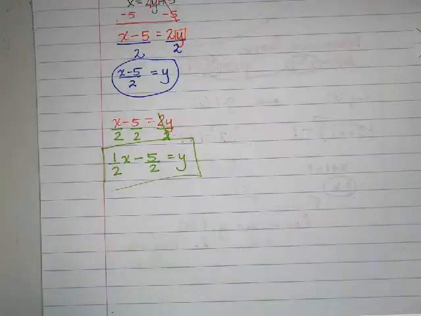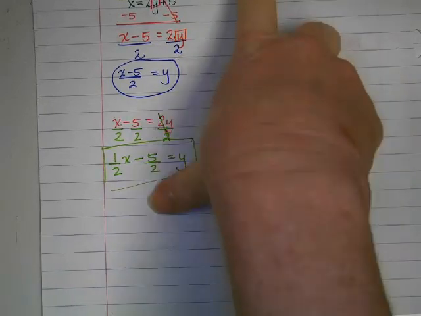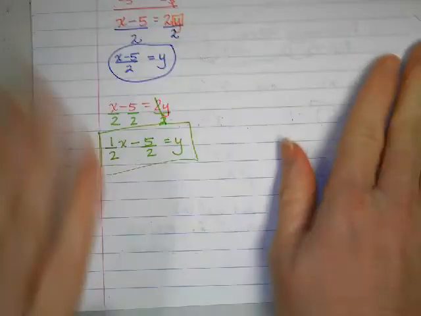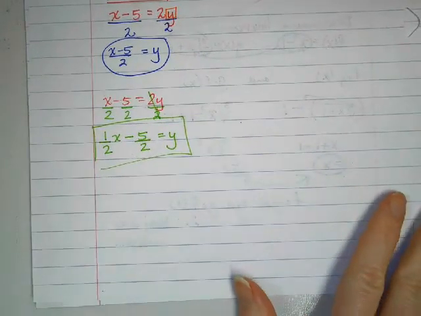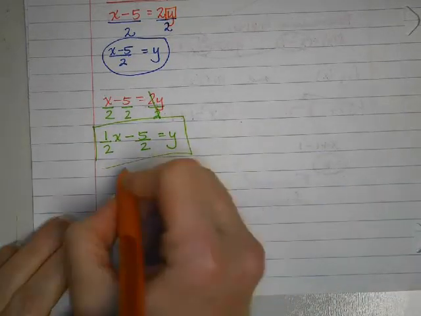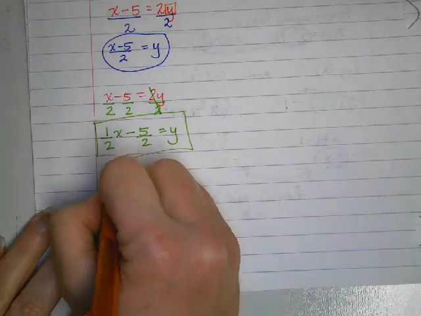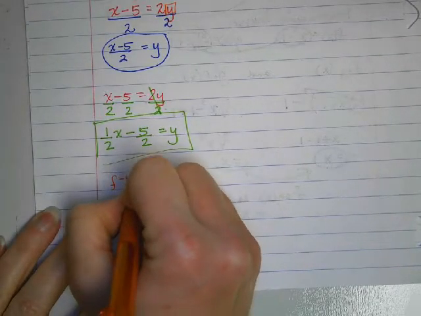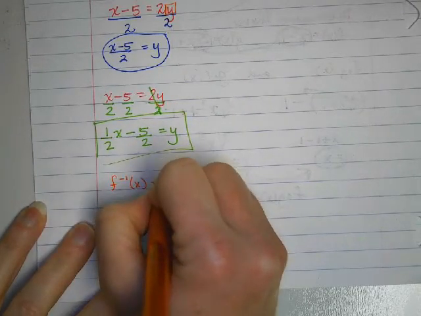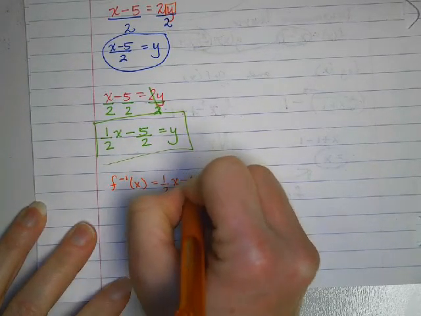And then the last thing is we're going to replace, if it is a one-to-one function, meaning both the original and the inverse are functions, then we're going to replace y with my inverse function notation, this f to the negative 1. They are, because this is a line, and lines are increasing over the entire graph, so it is a one-to-one function. So I'm going to write it as f to the negative 1 of x. That's what lets me know this is the inverse, not the original. It equals 1 half x minus 5 halves.